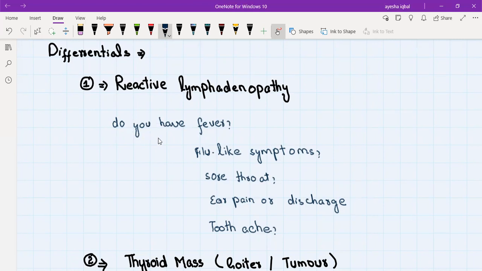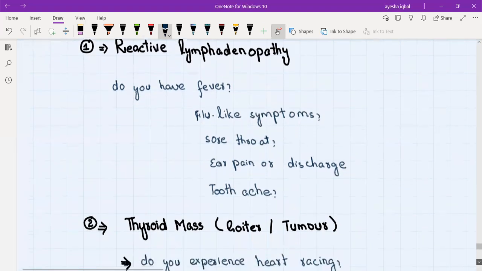We'll ask the patient, do you have any fever? Do you have any flu-like symptoms? Any sore throat? Any ear pain or discharge? Any toothache? So all these questions are relating to head and neck infections. So any infection will present with fever. The flu in itself is a viral infection that will cause enlarged lymph node and sore throat, then otitis media or otitis externa, and then any tooth infection. So that was about reactive lymphadenopathy.